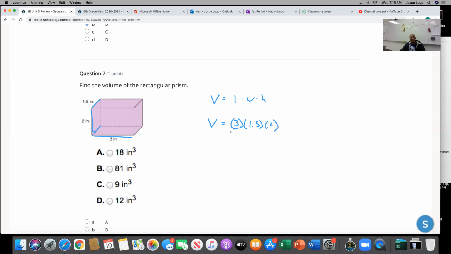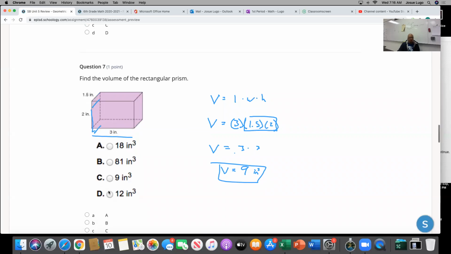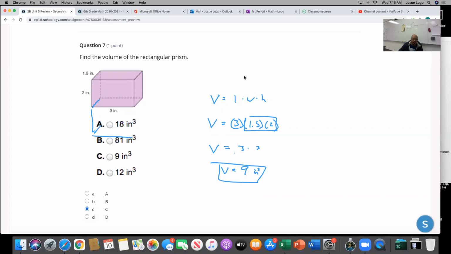Now, because this is multiplication, the order doesn't matter, ladies and gentlemen. So my volume is going to be, I'm going to do 1.5 times 2, which is 3. So that's going to be 3 times 3. So my volume, ladies and gentlemen, is 9 inches cubed, and the answer would be C.